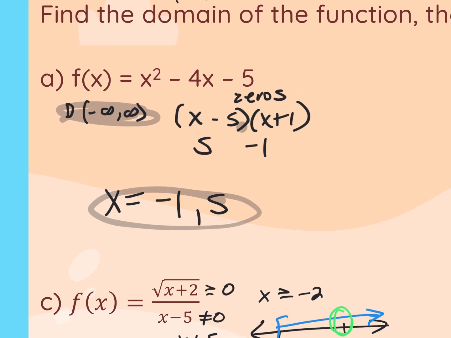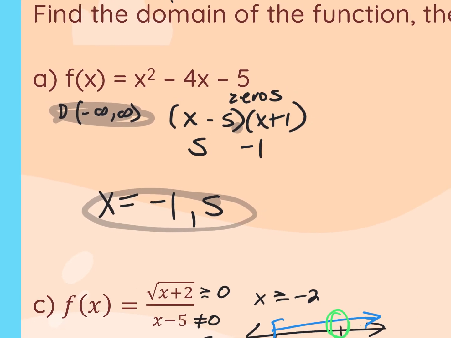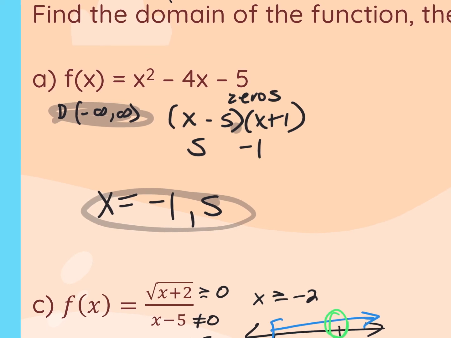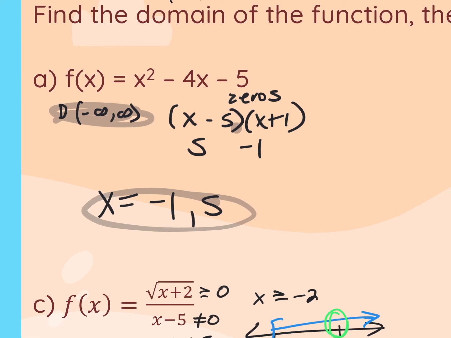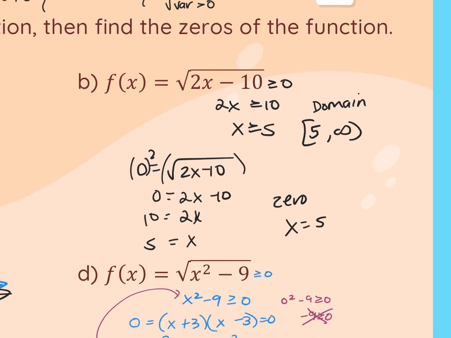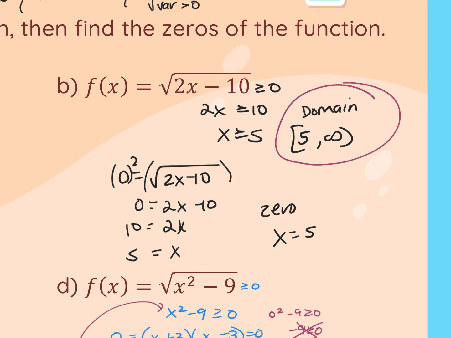What would you have to do for the answer to be all real numbers except negative 1 and 5? That would be if this was like 1 over that. Okay. Yep. And then those would no longer be zeros. They would just be restricted. Yeah. All right, B, your domain is positive 5 with a bracket on it to positive infinity.